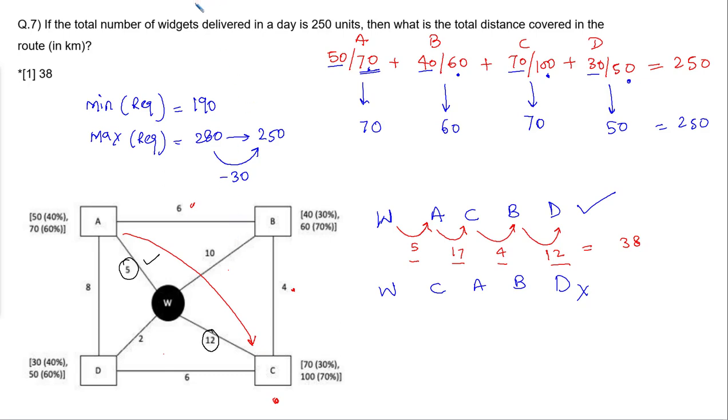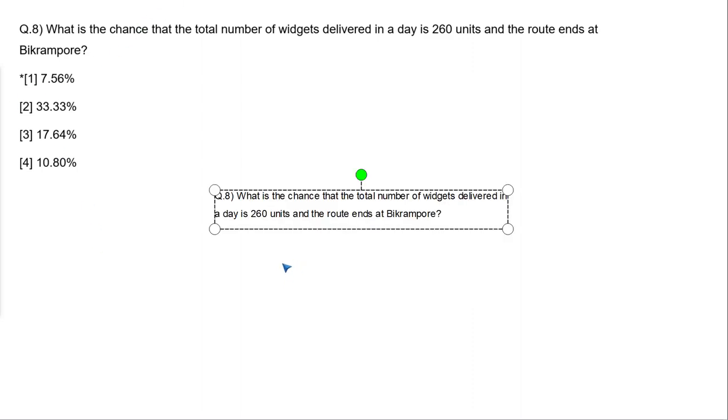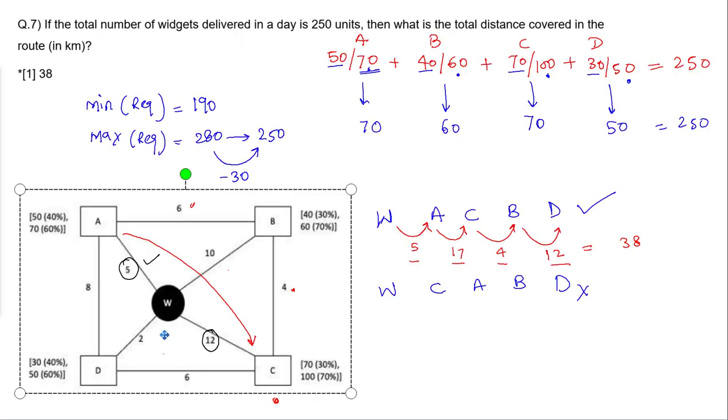The main important point over here is we cannot revisit the same location again and again, and we always follow the shortest route, and along with that we always satisfy the demand in the decreasing order. After this, let's have a look at question number 8.